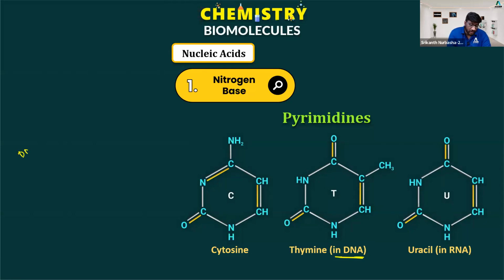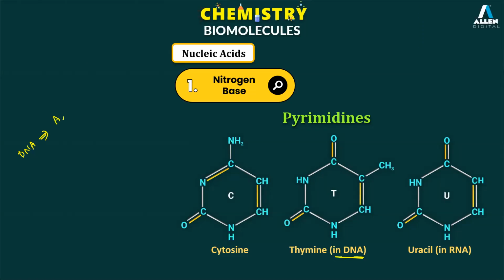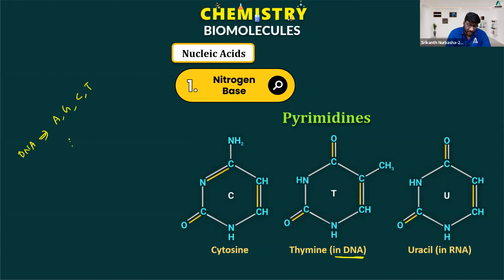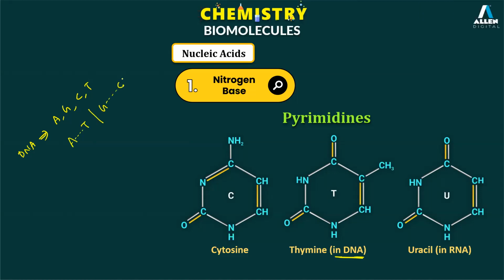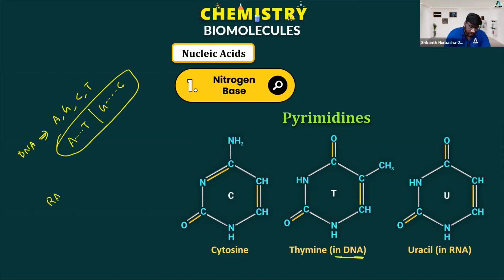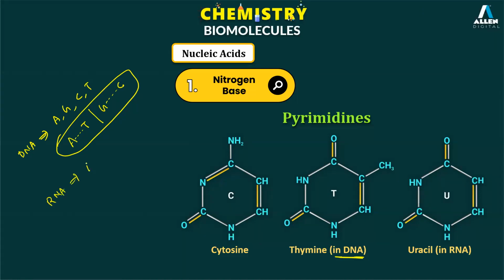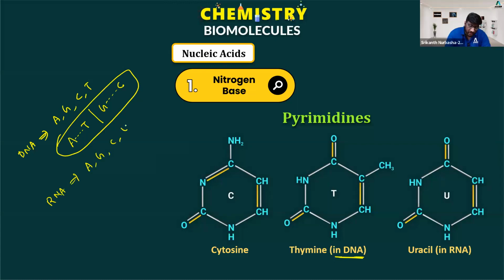So in DNA, what are the bases possible? Purine bases, adenine and guanine, and pyrimidine bases, cytosine and thymine. And what type of linkage can you have? Adenine can link with thymine, AT, and guanine can be linked with cytosine. And in RNA, what type of bases do we have? Adenine, guanine, cytosine, uracil.